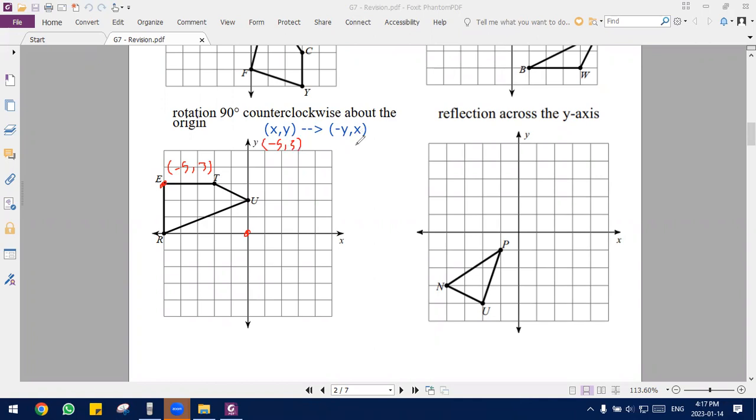Now the mapping notation says, take x, -5, to the y value. So it's here -5. And then take the y value 3 to the x place, but change its sign. So 3 will be -3 here. Now let me put the point on the graph. It says x -3, y -5. So it's here. E prime.